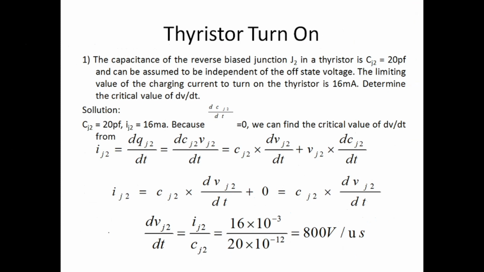Okay, now we need to work through one problem so that we can clarify that concept. Take down this problem. The capacitance of a reverse biased junction J2 in a thyristor, Cj2, is 20 picofarad and can be assumed to be independent of the off-state voltage.